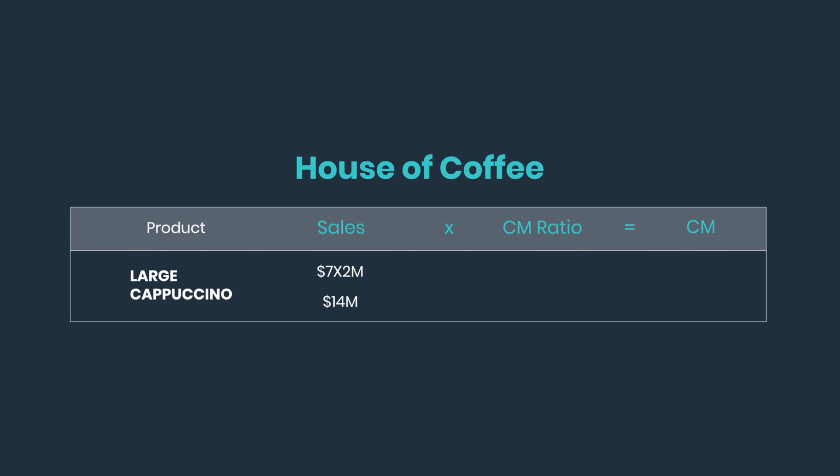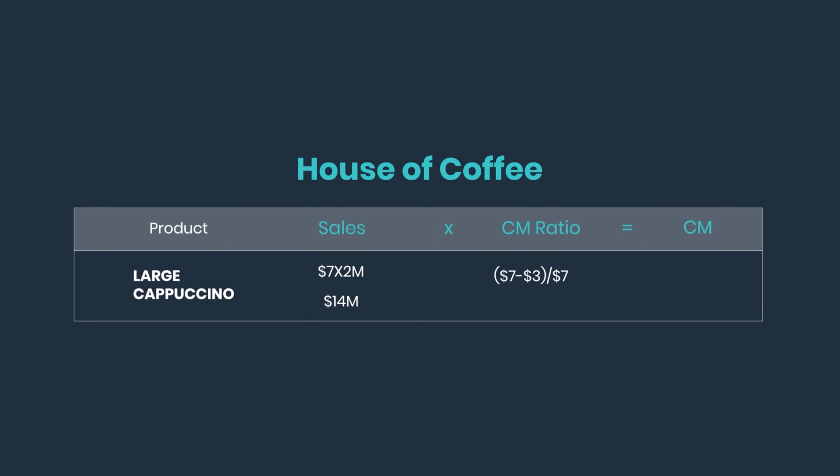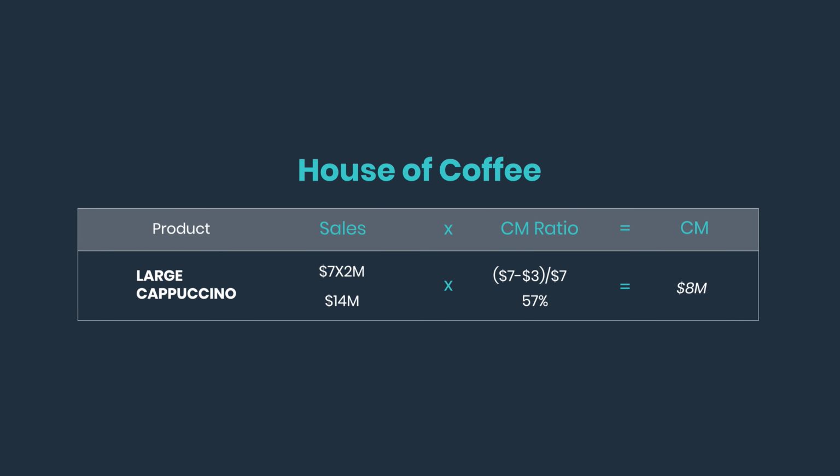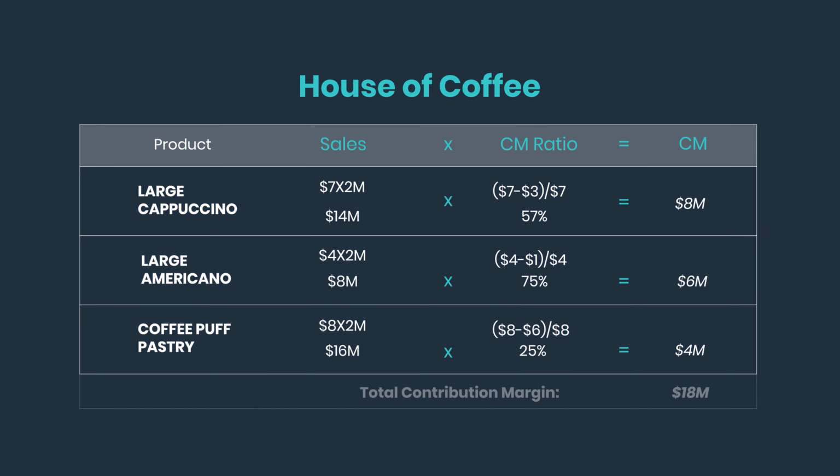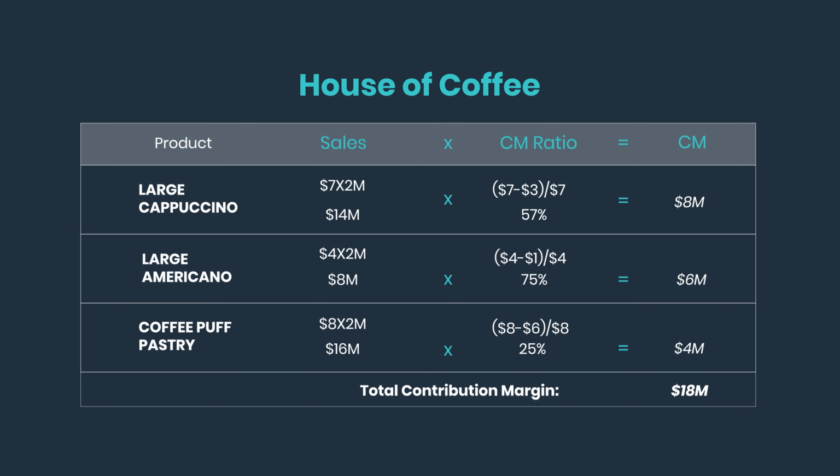To find the contribution margin ratio, we divide the contribution margin per unit, which was $4, by the sales price per unit, which is $7, yielding a contribution margin ratio of 57%. To find the contribution margin, we multiply $14 million by 57%, giving us a contribution margin of $8 million. If we repeat this process for all three products and then add up the resulting contribution margins, we get a total contribution margin of $18 million. Note that the total contribution margin is $18 million no matter which formula you've used.